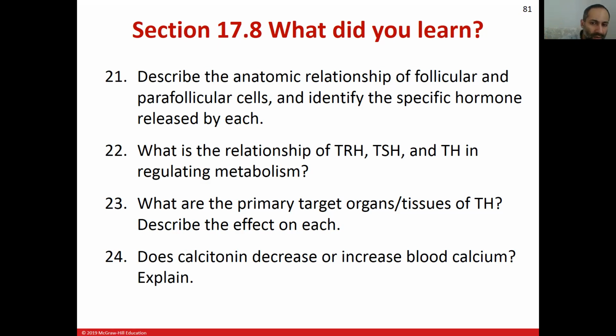Does calcitonin decrease or increase blood calcium? Decrease it. So which hormone increases blood calcium? The parathyroid hormone, which is secreted from the parathyroid glands, which are located on the tips of your thyroid gland, 2 on the superior poles and 2 on the inferior poles of your thyroid gland. That's where you have the parathyroid glands.